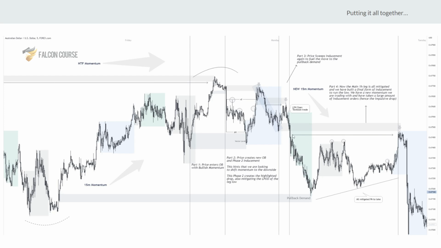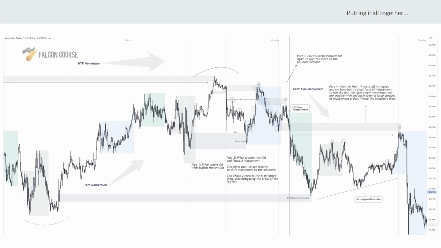So that next target, if we break, push up that demand and we break, is this low here. So it's all mitigated, and here we've built a final form of inducement to run the low. Here we have a long chain of inducement. We have an area here which we respected, we respected some price action here, but we have a clear inducement for where those orders actually are. And we know we had that break in the market here. So this money was transferred to here, which is transferred to here, which is transferred down this leg here, and now it's ended up transferring to here after we swept that inducement, filled that imbalance in. We have a new momentum and we're trading with, and we've taken a large amount of inducement orders, hence this impulsive drop.